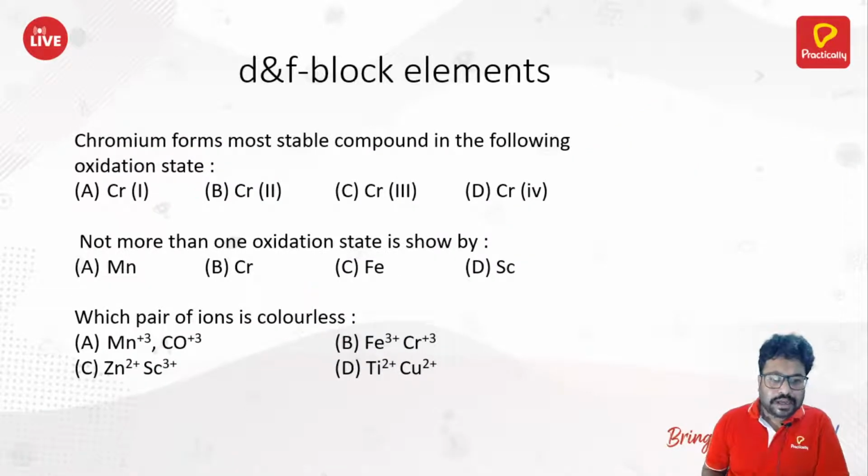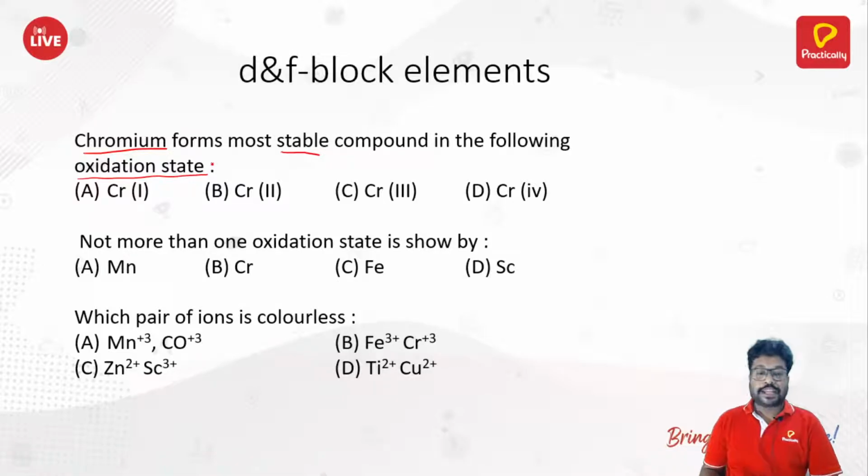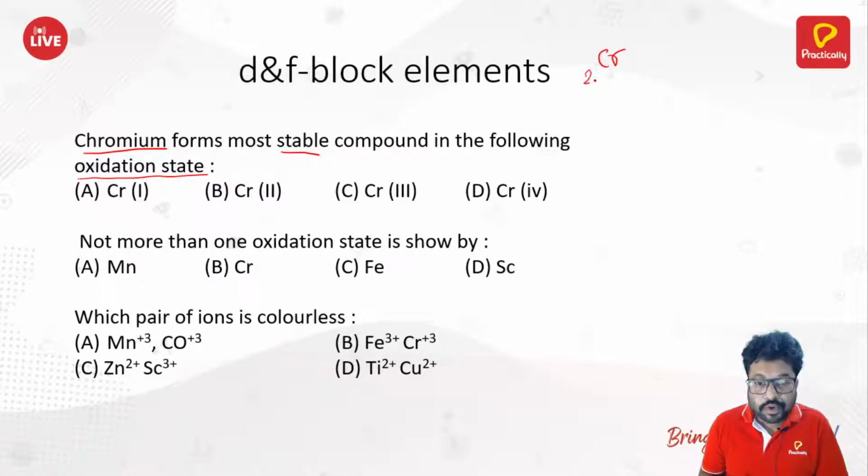Chromium forms most stable compound in the following oxidation state. See, as far as chromium is concerned, let me tell you how chromium actually looks. This is your chromium, atomic number 24, right? Its electronic configuration is argon 4s1 3d5.